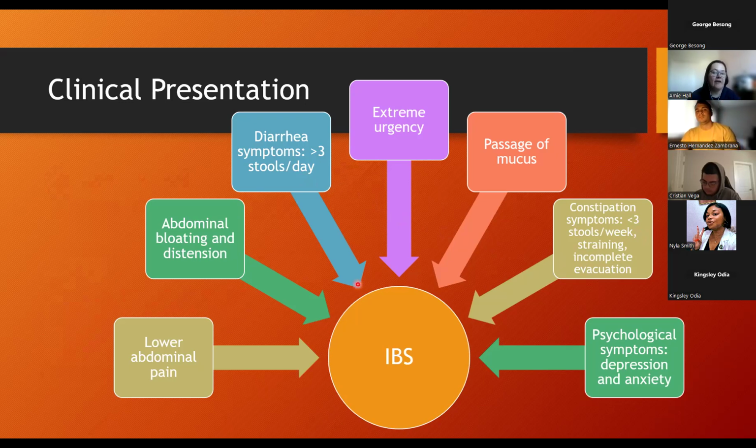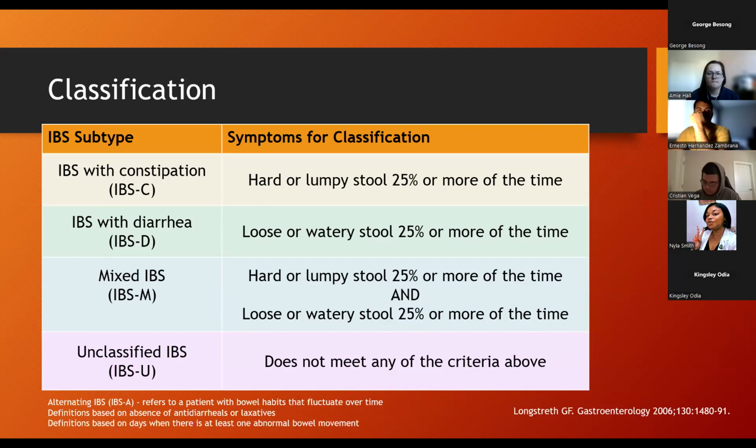Often these symptoms will lead to things like depression and anxiety, because it can be really frustrating to have diarrhea, have loose stools more than 3 times a day. That significantly impacts your life, as well as constipation, where you're having to strain or have an incomplete evacuation every time you have to have a bowel movement.